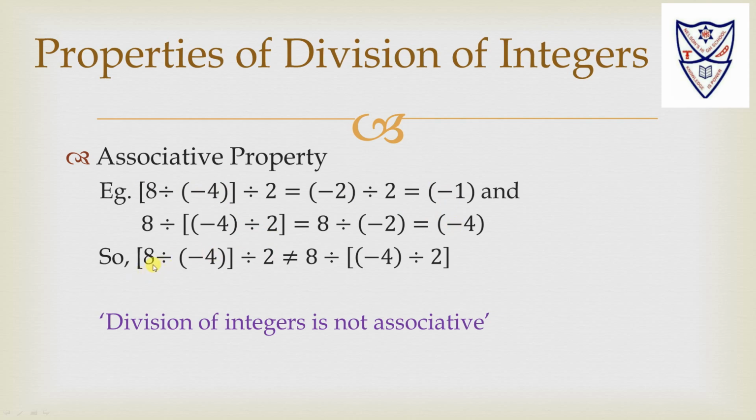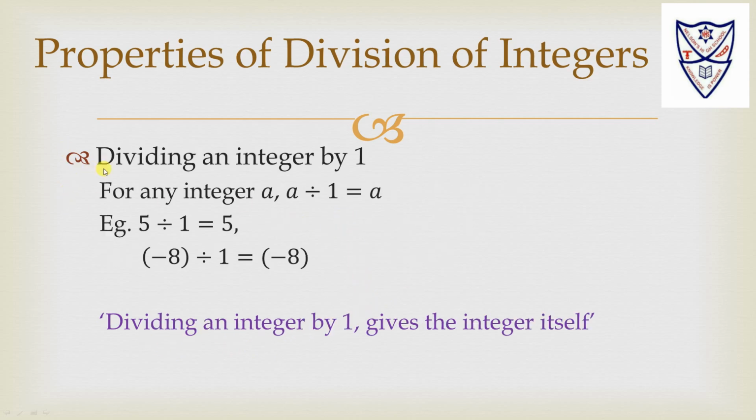So therefore 8 divided by minus 4 in the big bracket, divided by 2, does not equal 8 divided by, in the big bracket, minus 4 divided by 2, and therefore we can say that division of integers is not associative. Next, dividing an integer by 1. For any integer a, a divided by 1 is equal to a. For example, 5 divided by 1 will give you 5, and minus 8 divided by 1 will give you minus 8, and therefore dividing an integer by 1 gives the integer itself.